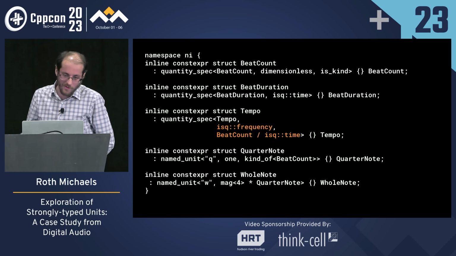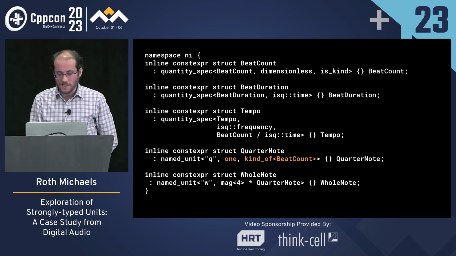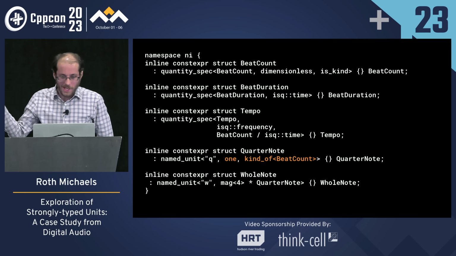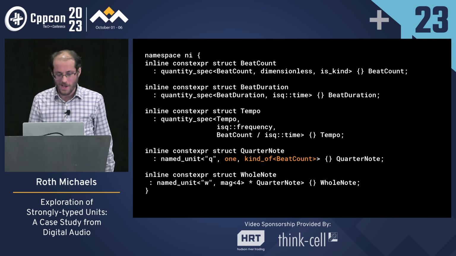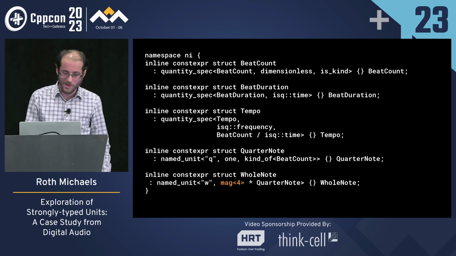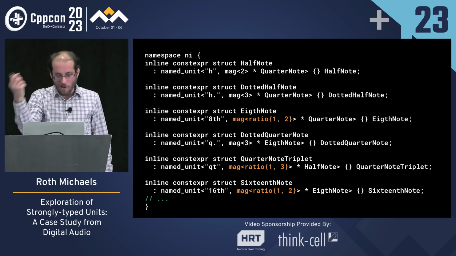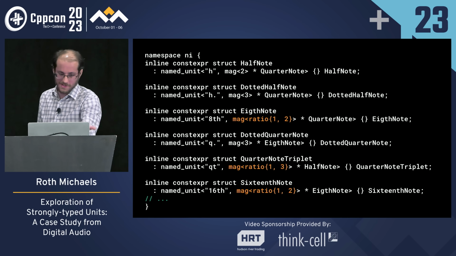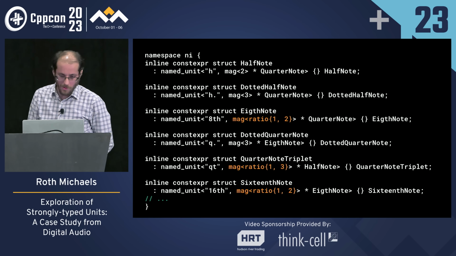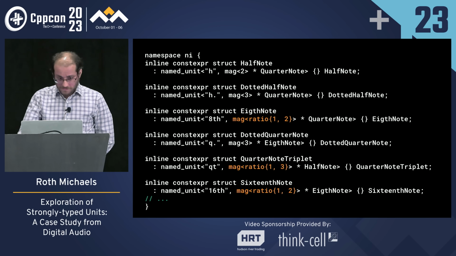And then to work with this, we're going to define some new units. A quarter note is our base beat that we're counting. And then a number of other note durations we can define based on that, like a whole note is 4 quarter notes. I'm not going to go through all of these, but one thing to note, if you want to do half a quarter note, the syntax is this mag ratio 1-2, or 1-3 for the triplet.